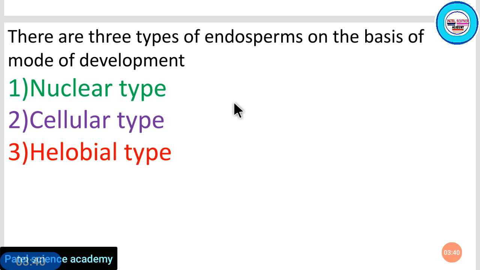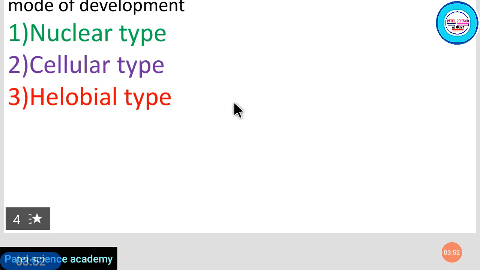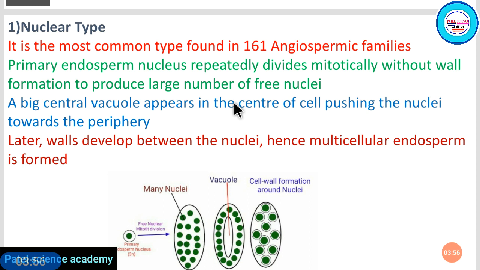On the basis of the mode of development, there are three types of endosperm. Number one, nuclear endosperm. Number two, cellular endosperm. And number three, helobial endosperm. One by one we'll see all these three types of endosperm. First of all we'll see the nuclear type of endosperm. What is the nuclear type of endosperm?